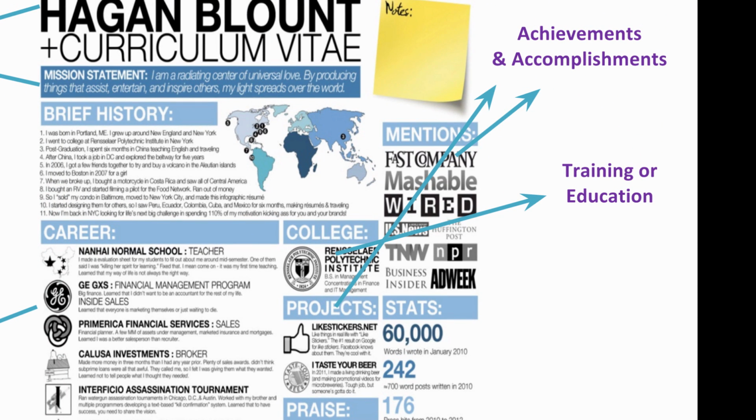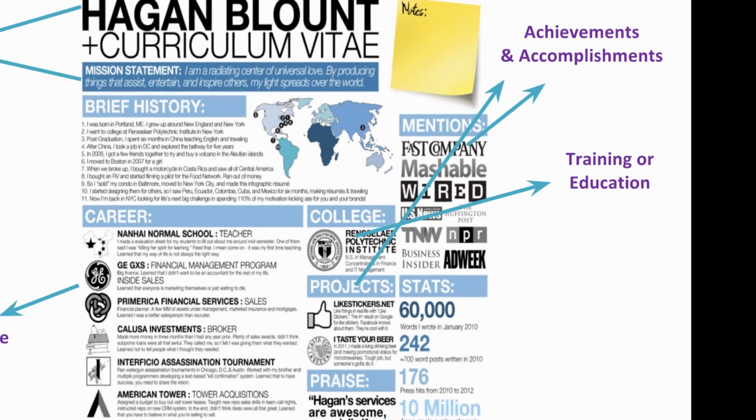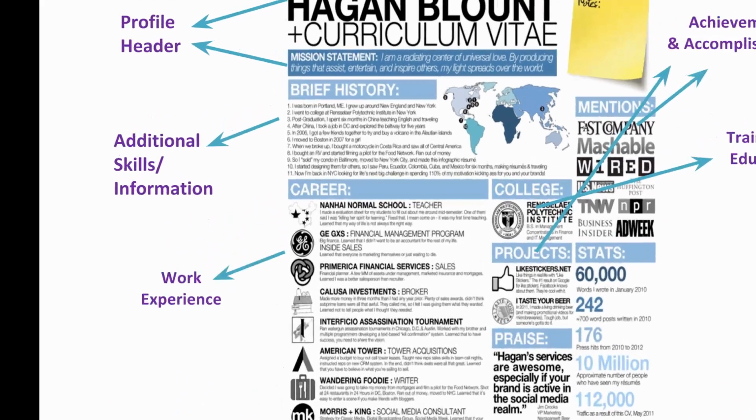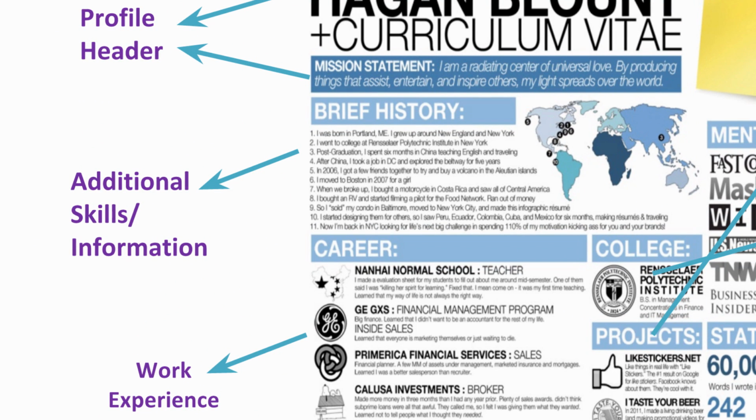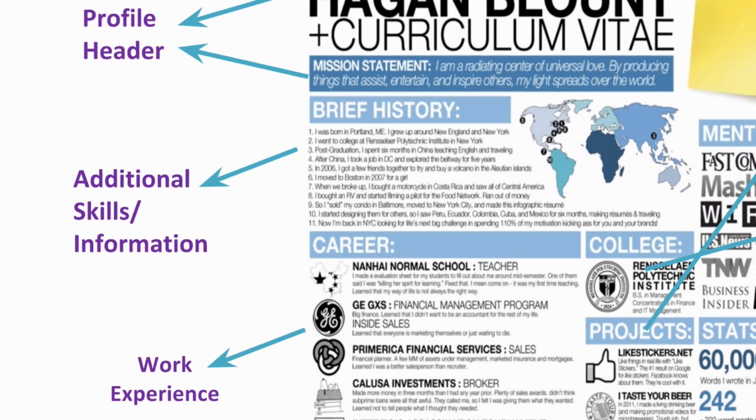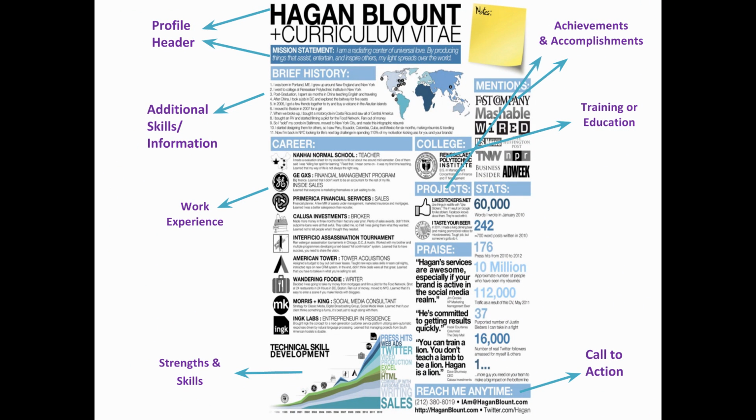Achievements. This includes your awards, certificates, projects you're proud of, and experiences that have impacted you in a positive way. Additional skills, such as languages and hobbies that paint a well-rounded image of you, and other skills in your repertoire that you want potential employers to know. And finally, the 3 key ingredients that will make your infographic shine.